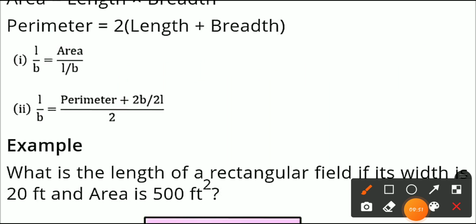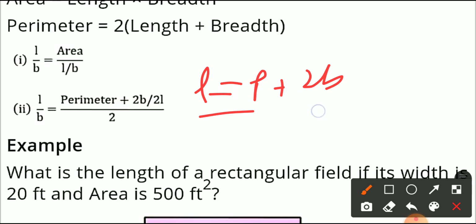Whereas if we talk about calculating the length and breadth from the perimeter, what is the formula to calculate length? You need to use (perimeter plus 2b) upon 2, whereas for breadth, (perimeter minus 2l) upon 2.